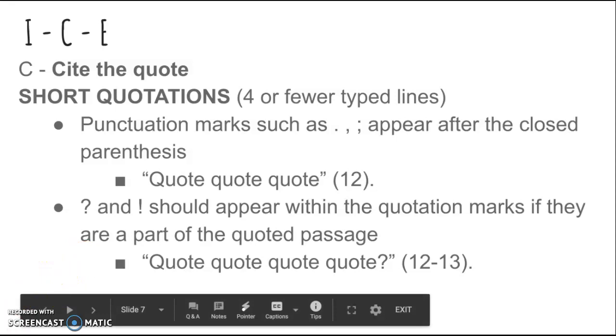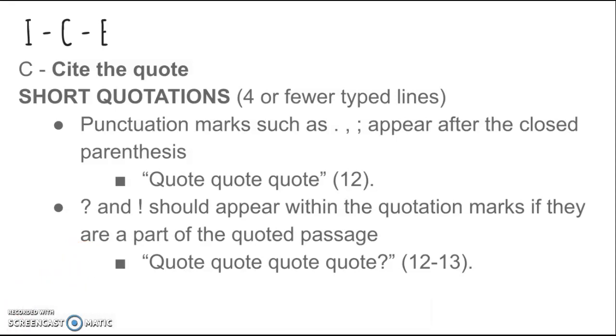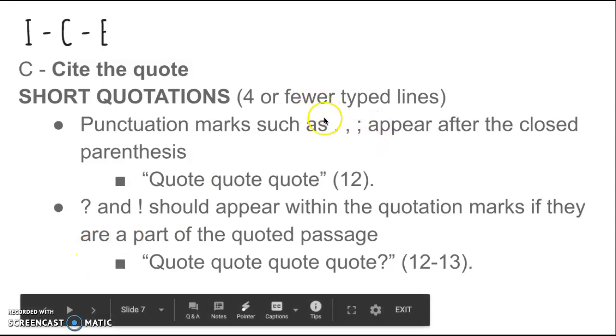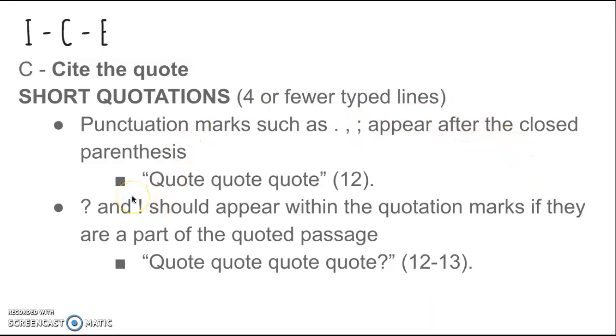When you're citing short quotations, a short quotation is defined as four or fewer typed lines. So if you're typing it on your Google Doc and it goes over four lines, it's a long quotation. If it's under four lines, it's a short quotation. You need a punctuation mark, like a period, comma, or semicolon, after the close parentheses. I knew that didn't sound right.